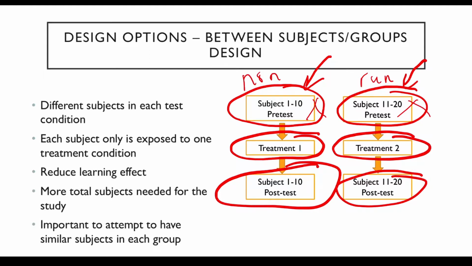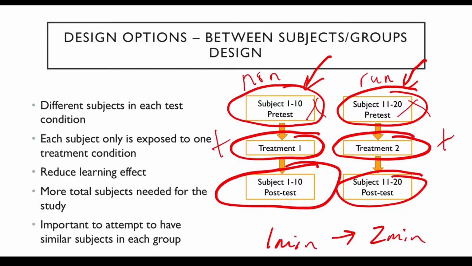So we look at how much they improved or didn't improve from the pretest to the post-test, and we compare the two groups. If we see that this group has decreased their 5K time by 2 minutes, and this group has improved only by 1 minute, it makes us think that maybe our treatment had an effect. Okay, that's a between subjects design. It's where each subject in the study is only under one of the treatment conditions.